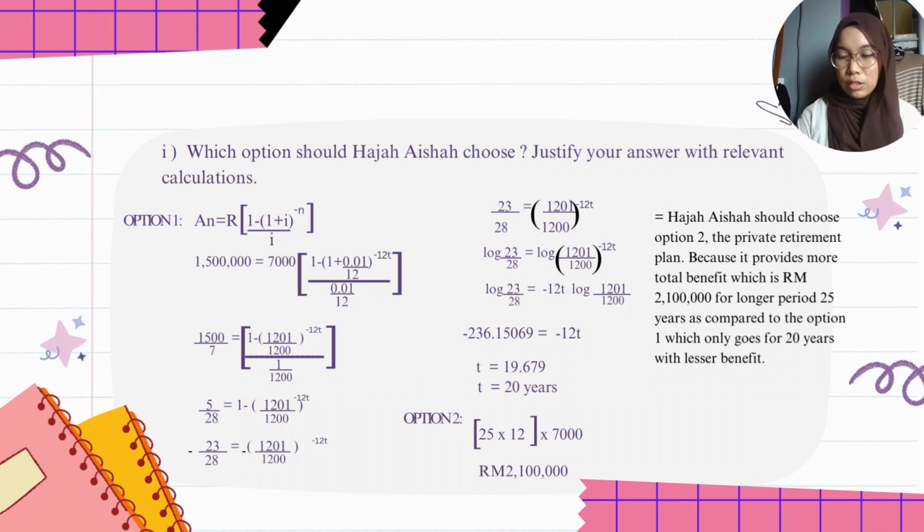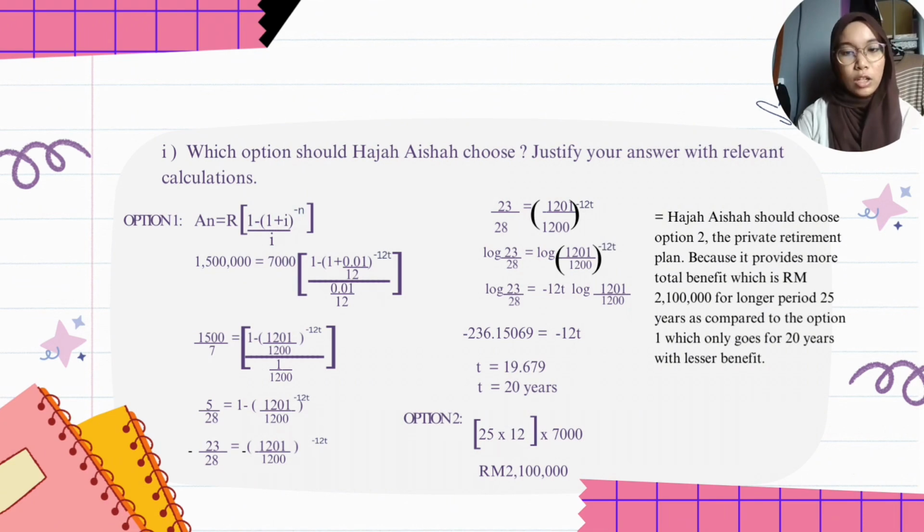1,500,000 equal to 7,000 times 1 minus bracket 1 plus 0.01 over 12 bracket power of negative 12t over 0.01 over 1 over 12. So we're going to move 7,000 to the other side, so we will get 1,500 over 7 equal to 1 minus bracket 1,201 over 1,200 bracket power of negative 12t over 1 over 1,200. And then we're going to get 5 over 28 equal to 1 minus bracket 1,201 over 1,200 bracket power of negative 12t.